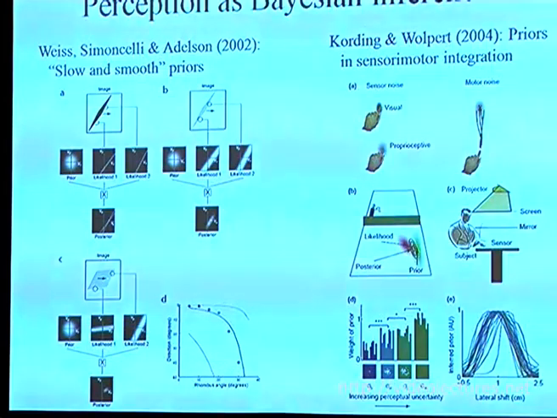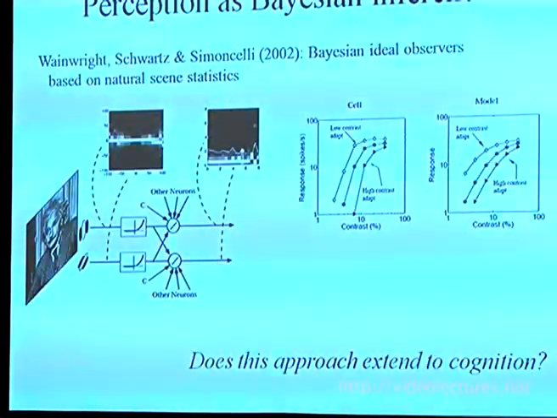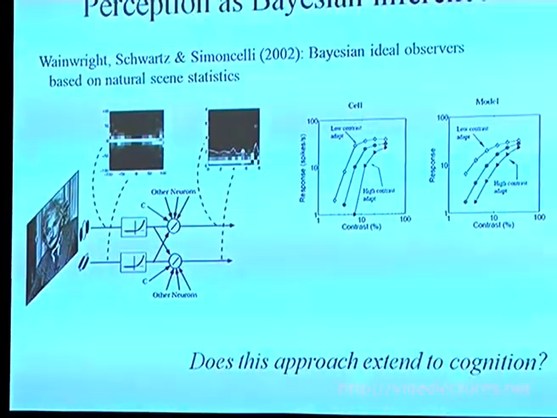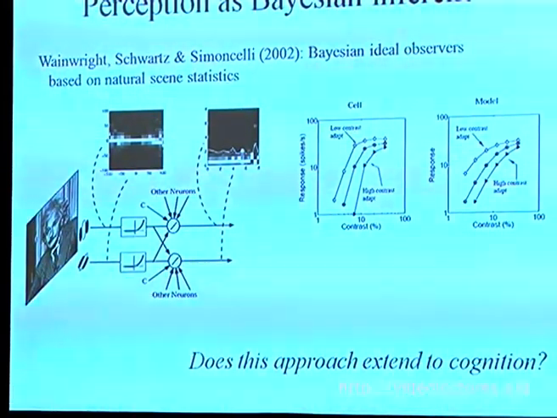You can go even further than this, like, for example, the work on natural scene statistics. This is just one of many papers by Wainwright and Schwartz and Simoncelli, where it's not just positing some prior that you pull out of your head because it's nice to work with, like a Gaussian, but you can go out and measure the actual empirical statistics of natural scenes and show that that can be used to predict behavior and neural responses. And you might ask, could we extend that kind of natural scene statistics approach to cognition?